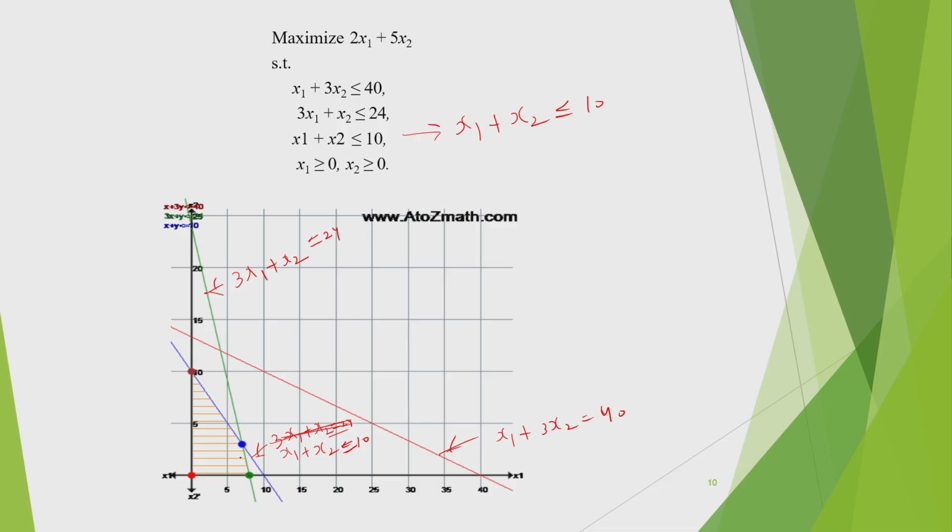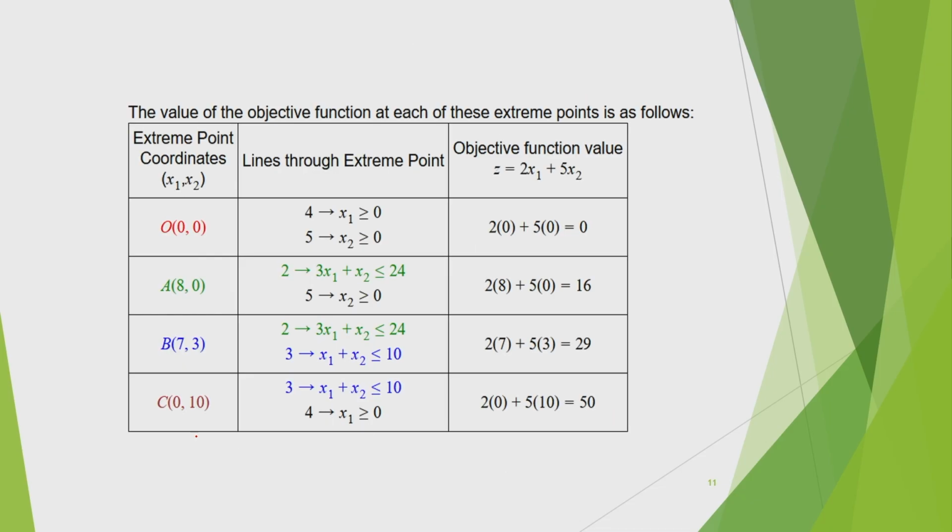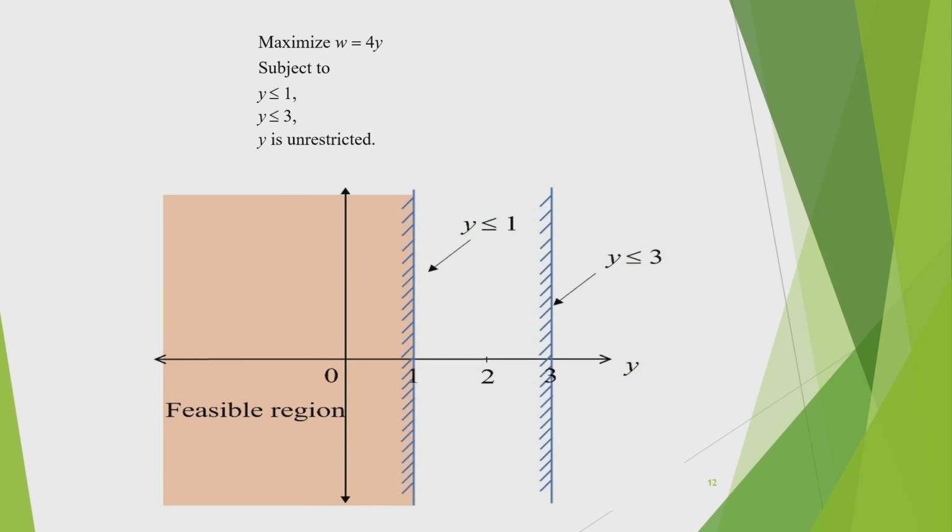Okay, feasible region. So the common region for everything comes out to be this, and these are the corners. At these corners you can calculate the value. So at these extreme points you calculate the values of the objective function and find out that the value is maximum at 0, 10. So this is the thing it is given.